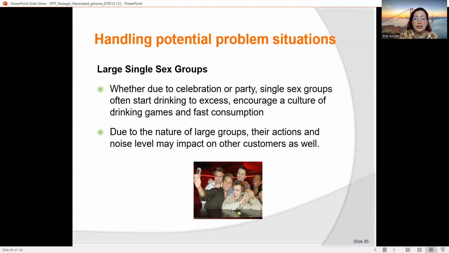Large, single-sex groups. Whether due to celebration or party, some groups often start drinking to excess, sometimes encouraging a culture of drinking games and fast consumption. Due to the nature of large groups, their actions and noise level may affect the other customers as well. So you need to consider how many are in the group.